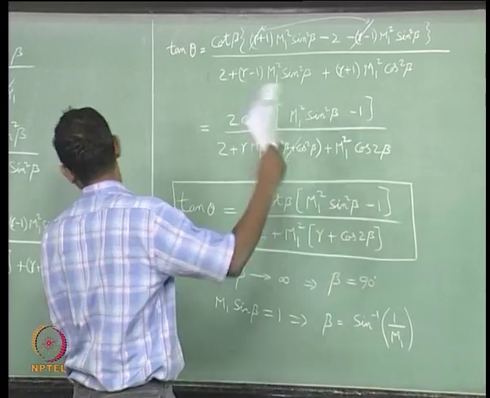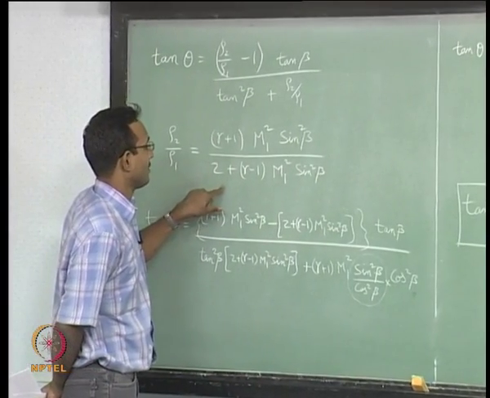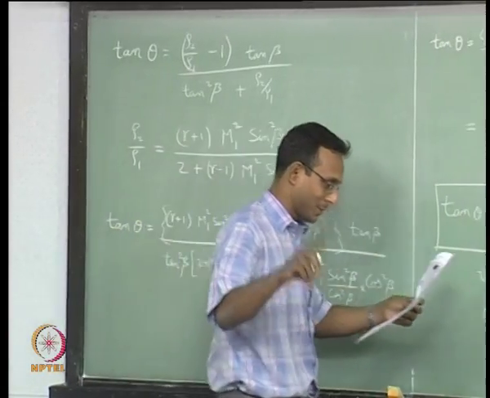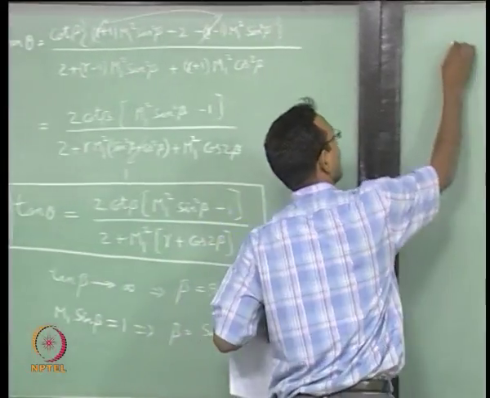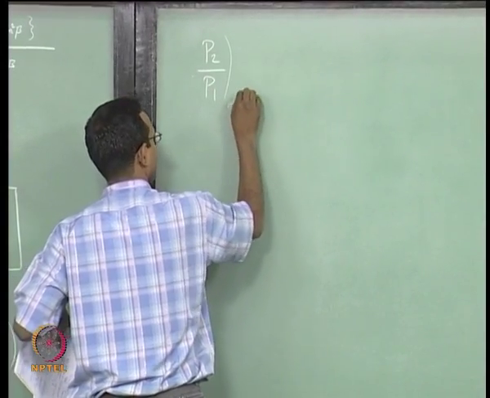Let us go one board back, we have this expression here. No, I will write a better expression, P2 by P1. Let us go to a fresh page. We will write P2 by P1 for oblique shock.